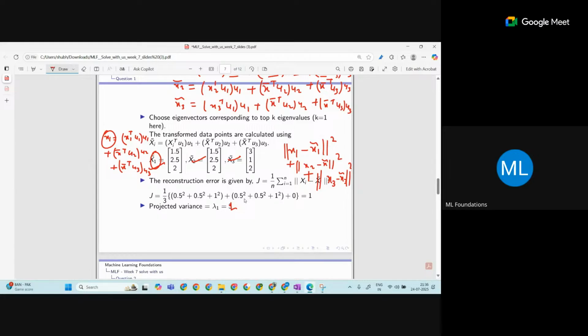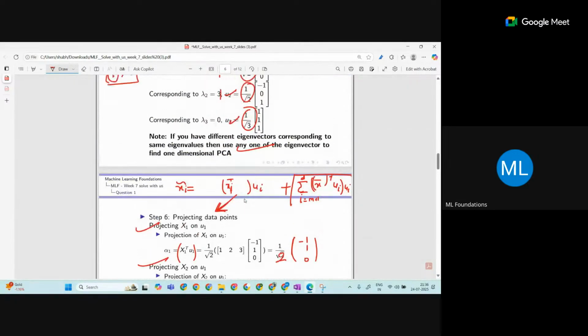Is this step clear? Yes, proceed. Sir, there were two eigenvectors for lambda equal to 1, right? Which one should we take as u1 and u2? Is it our choice? It's your choice, it's totally on your choice. In the note it's written. In that case the answer may be different, but this is how it is.